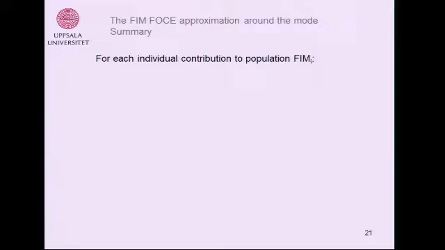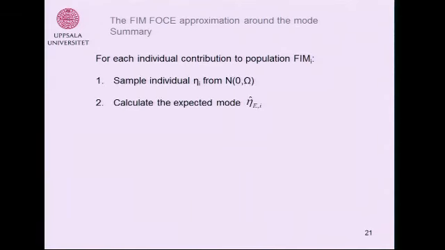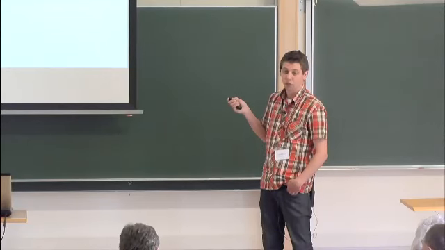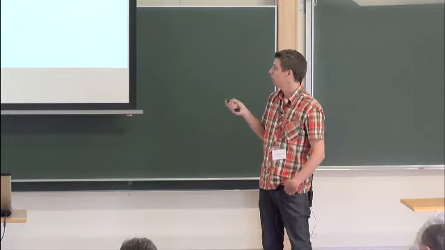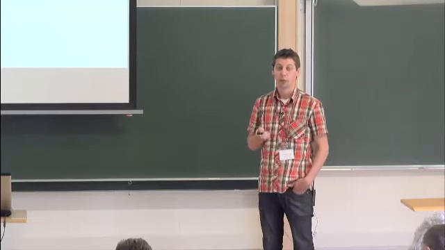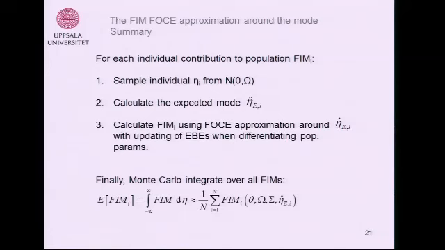So if I summarize this FOCE around the mode, for each individual contribution to the Fisher information matrix, FIM-i, we sample an individual from the inter-individual distribution. We calculate the expected mode around the median of this response. And we calculate FIM-i using the FOCE approximation, where we take this extra term into account, the derivative of the response with respect to the sample. And we can also update this EBE now when differentiating to calculate the Fisher information matrix. And finally, we do exactly what France Mentré and Sylvie Retout did. We just Monte Carlo integrate over these Fisher information matrices.